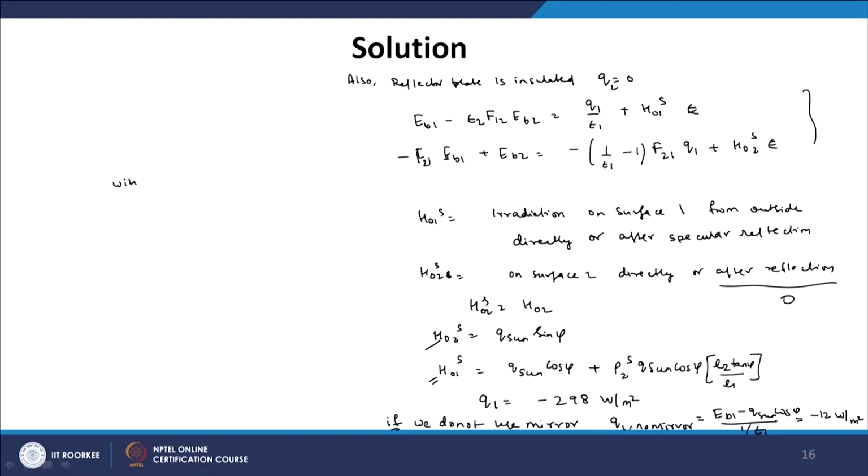We solved this problem with the gray reflector also in one of the previous classes, and the result we got was minus 172. Okay. So, I will write down this result here. With a diffuse gray reflector, we got Q1 as minus 172 watt per meter square. Okay. So, compared to minus 172, we are receiving minus 298. So, that basically explains how important the mirror is in this example.